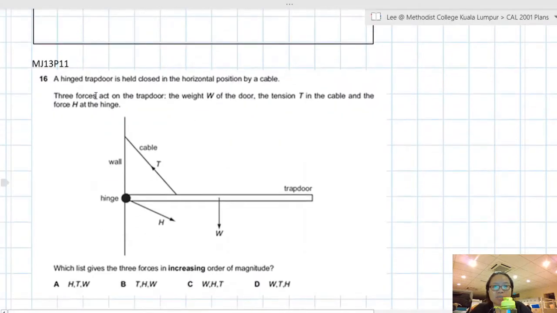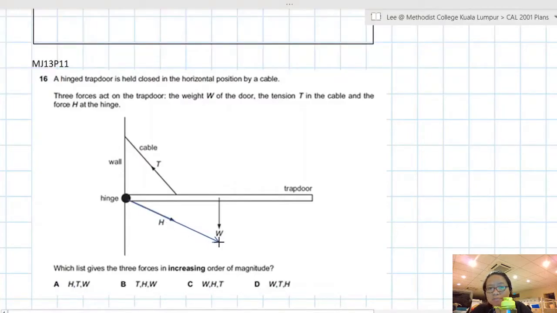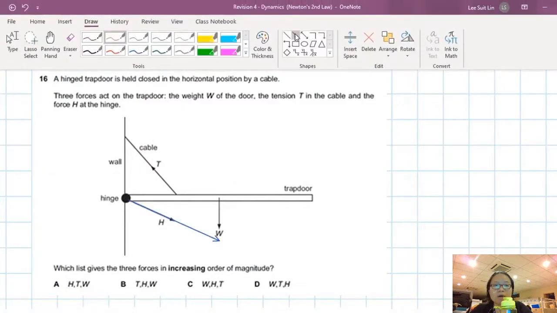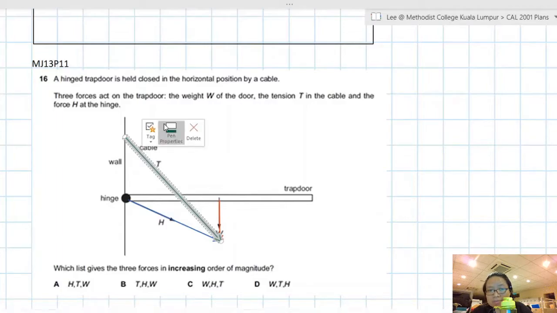The next one is a popular question. You have a hinged trapdoor held by a cable. There's a hinge, and the force H is a combination of normal force and friction. You're asked to give the three forces in increasing order of magnitude. Since this is in equilibrium, I will try to extend all three forces because they have to meet at a single point. It might not be exactly this magnitude, but they will meet at a single point.